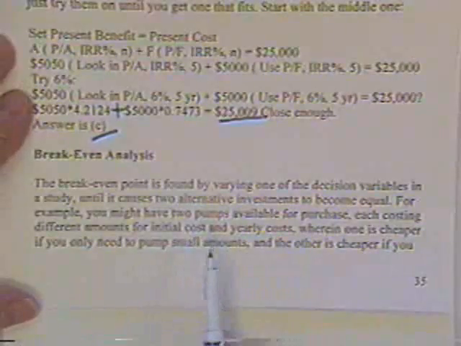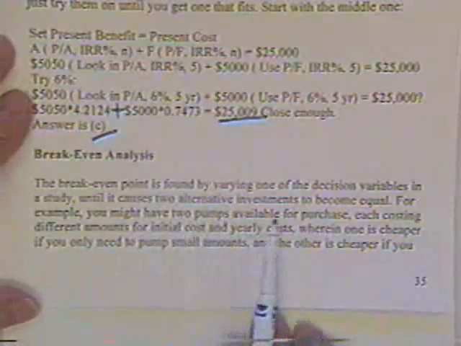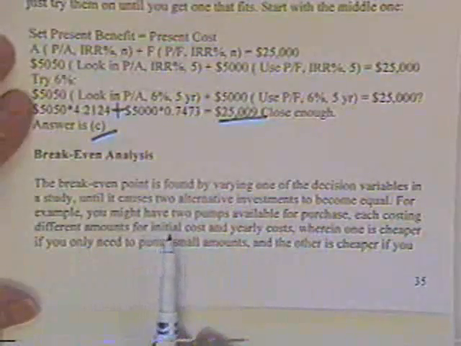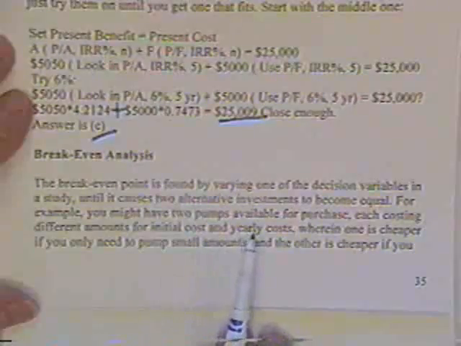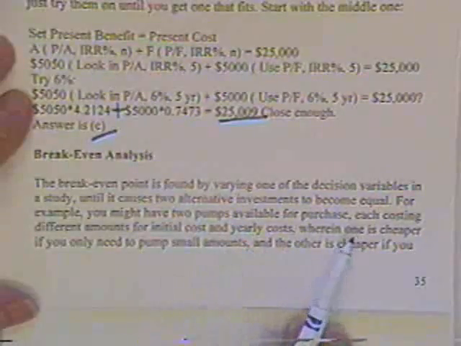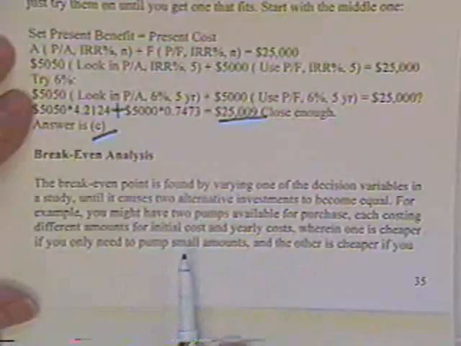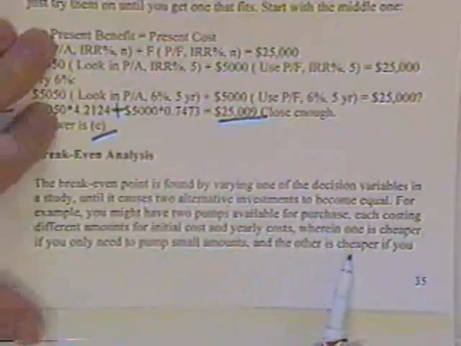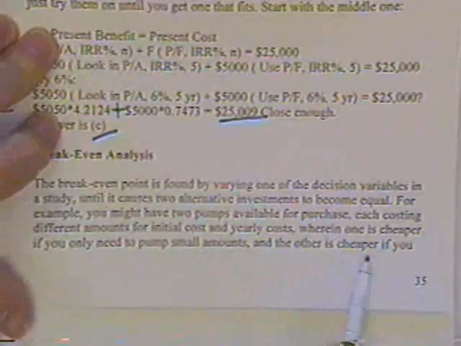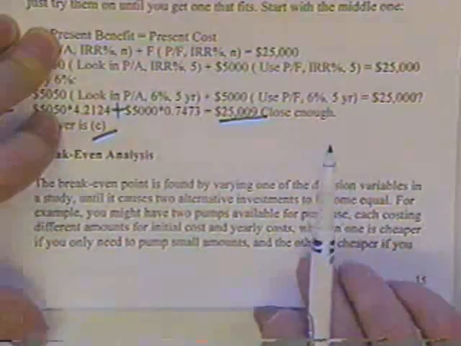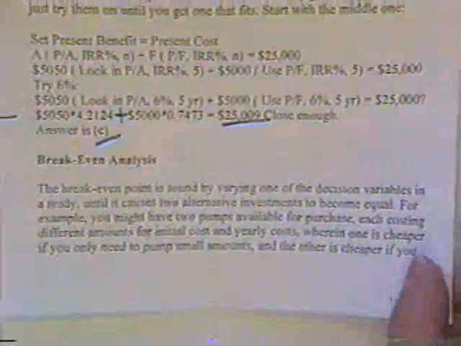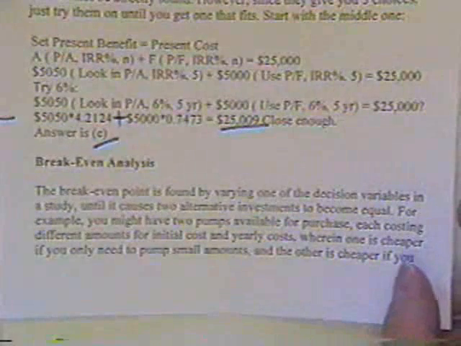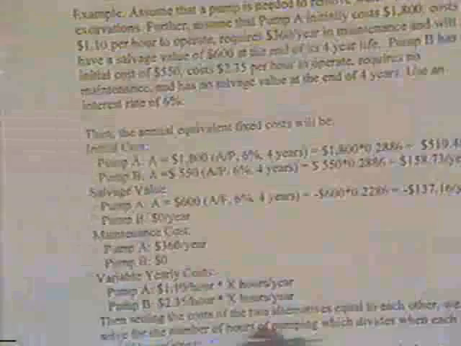Here's another thing that's break-even analysis. There's two things you can use this for. Here you might have two pumps available for purchase. They cost different amounts initially and for maintenance. But one is cheaper if it only has to pump a little bit of water. But the other one will be cheaper if you have to pump a whole bunch of water because it's a more efficient pump, although it costs more to begin with. So which of the two pumps would actually be the better pump, and at which point would be the break-even point when you'd know which pump to buy?